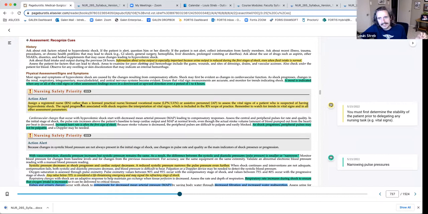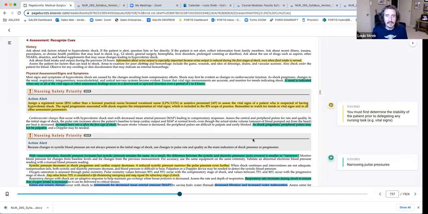This is a prime example of a delegation question. It says, assign a registered nurse rather than a licensed practical nurse or a UAP, unlicensed assistive personnel, to assess vital signs on a patient suspected of having hypovolemic shock. Why? What is the first rule in delegation? You have to assess your patient first for stability before you can ever delegate anything, because it requires nursing judgment. And what can you never delegate? Nursing judgment. It requires the brain of a registered nurse.